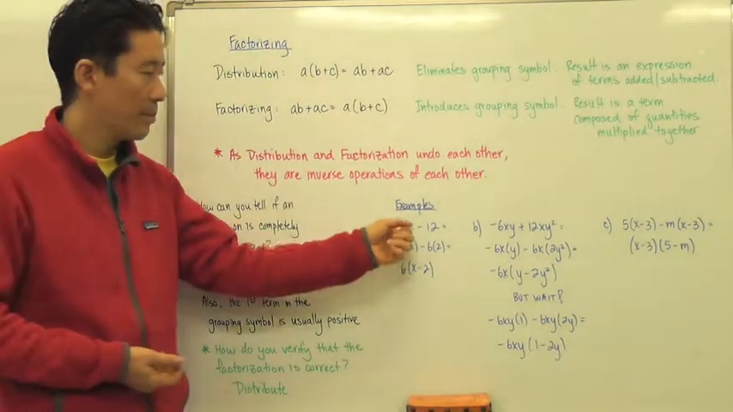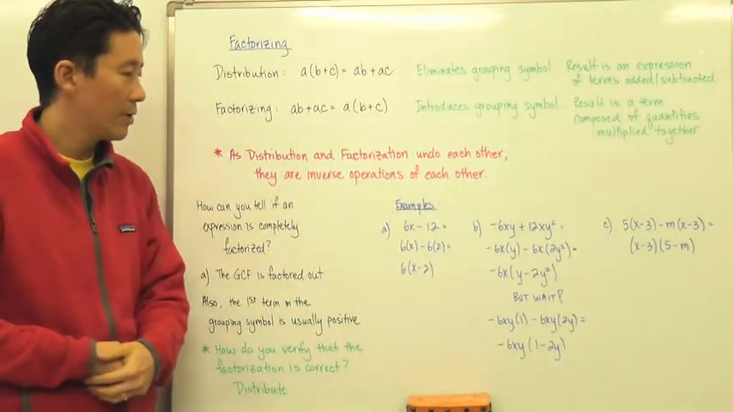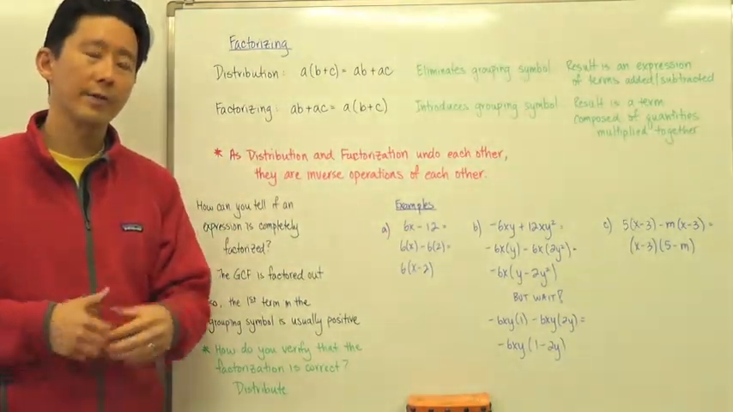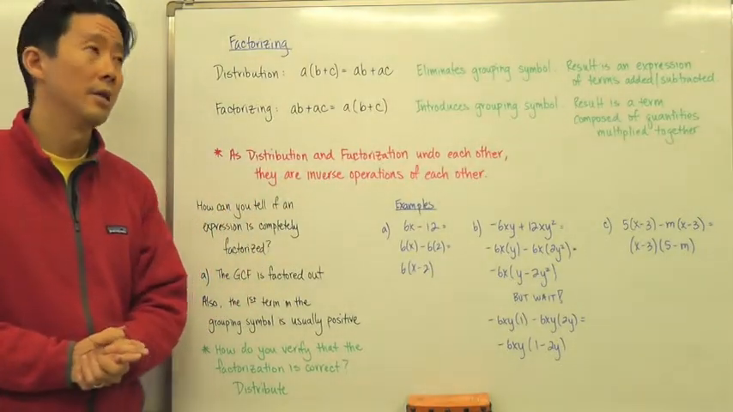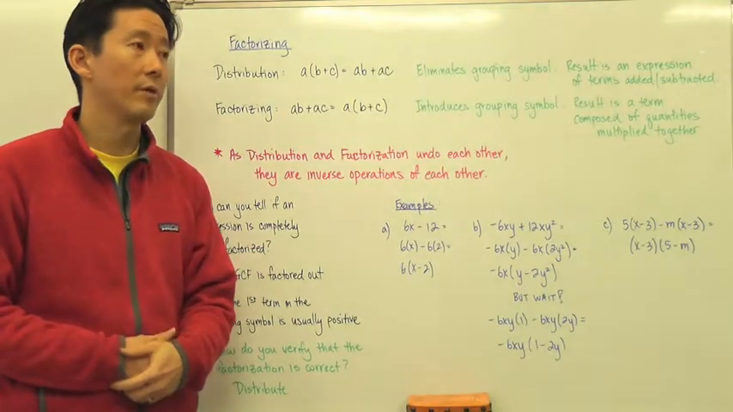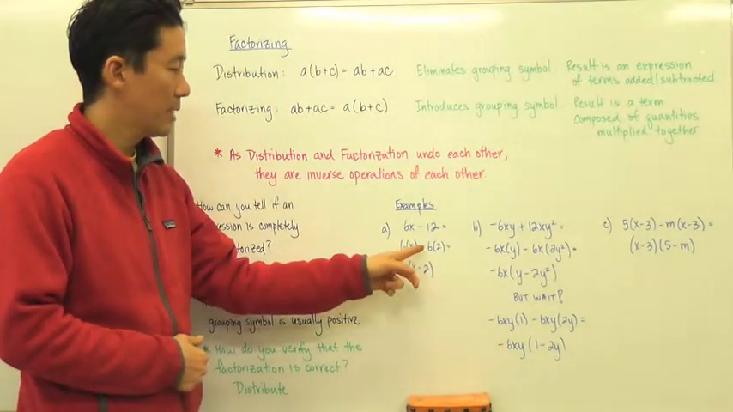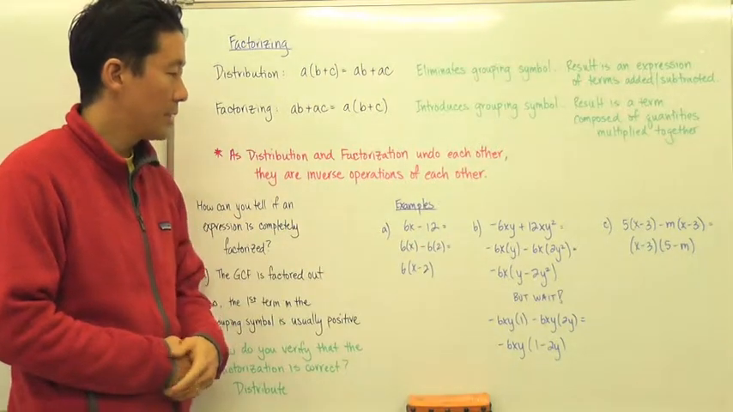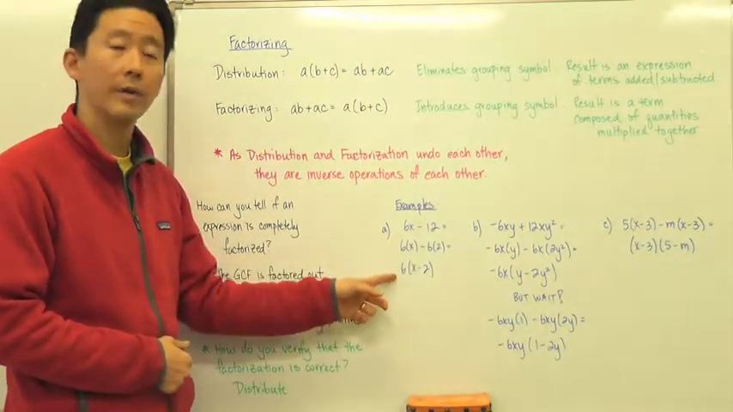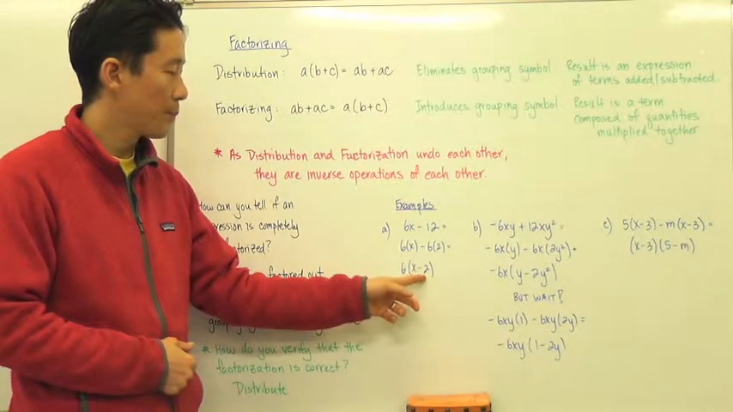So let's take a look at a couple of examples here. Say, for example, I have 6x minus 12. If I wanted to factor, I have to think, what is the greatest common factor? Well, I have two terms, 6x and minus 12. The greatest common factor would be 6. So then I can rewrite it as 6 times x minus 6 times 2. So I can factor out the 6, which is the greatest common factor, and I'm left with the quantity x minus 2.